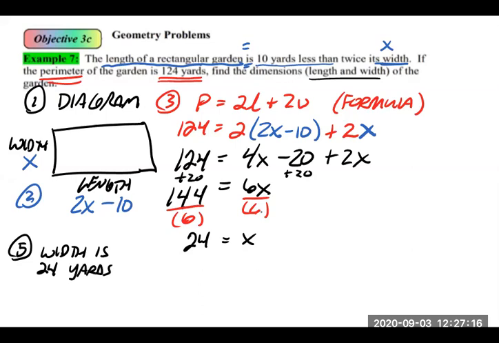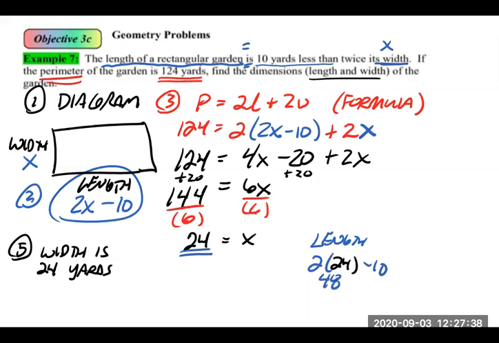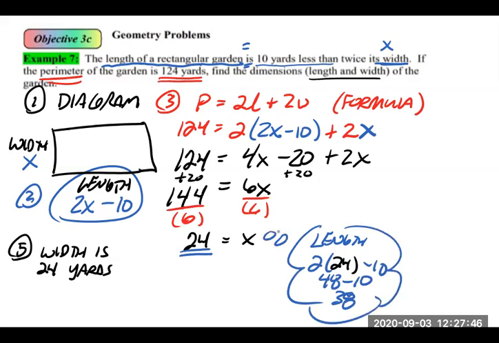But how do I get the length? Now the length is the 2x minus 10. So I'm going to substitute in the 24, and the length would be 2 times 24 minus 10. So this is 48 minus 10, which is 38. So now, again, I did some calculation with my value for x, and the width is 24 yards, and the length is 38 yards.